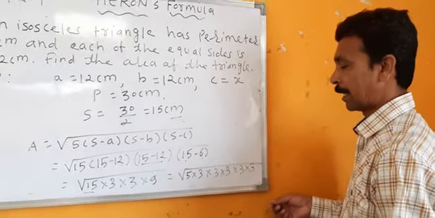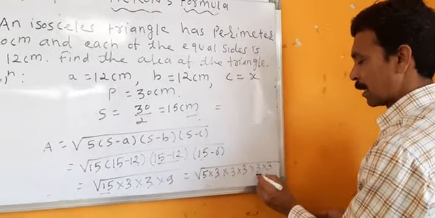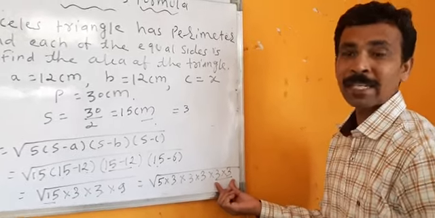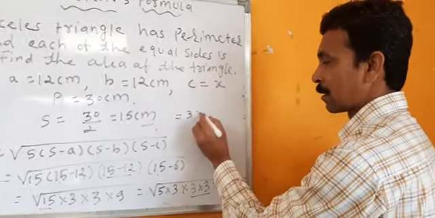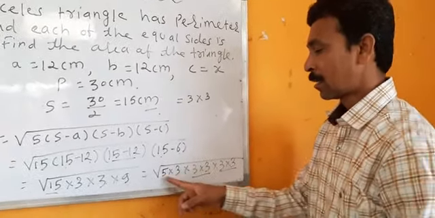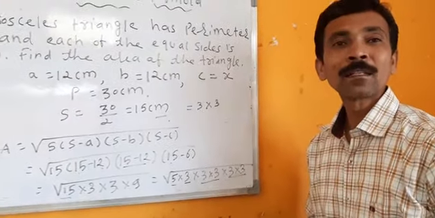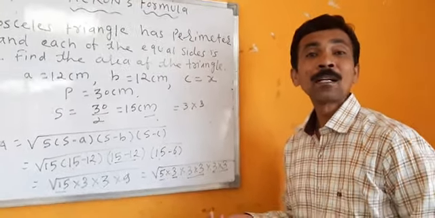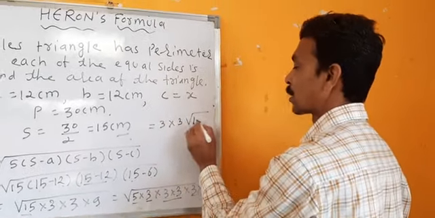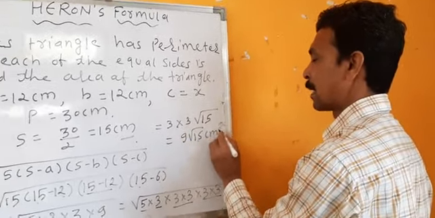Right? Now I will write here. From this pair, 3 is common. 9, square root of 9 is 3. From this pair, 3 is common because 3 into 3 is 9 and square root of 9 is 3. But see this 3 and 5. There is no pair. So we cannot take them out of the root. We will multiply them. 3 5s are 15. That is root 15. So answer is 9 root 15 centimeter square.